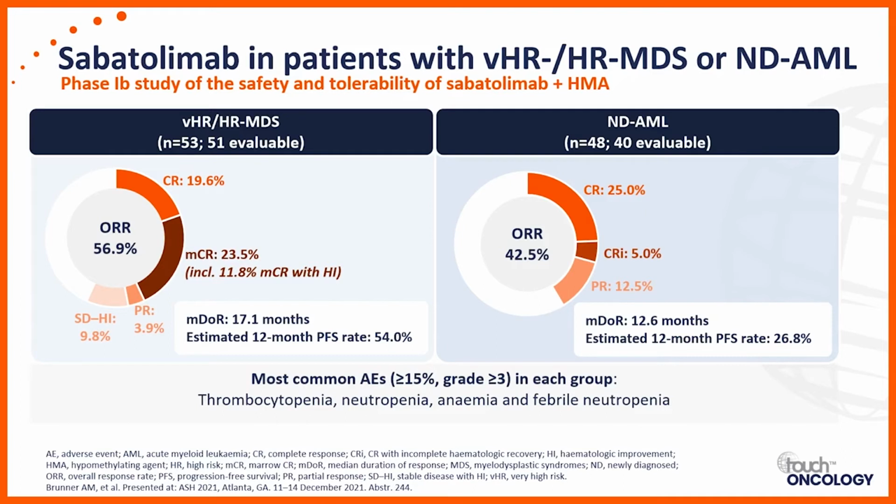As you may see, around 40 patients with AML were treated with sabatolimab in combination. The overall response rate was 42.5%. And again, here we have quite a high number of patients, a quarter of them, that achieved CR. Median duration of response was exceeding 1 year.